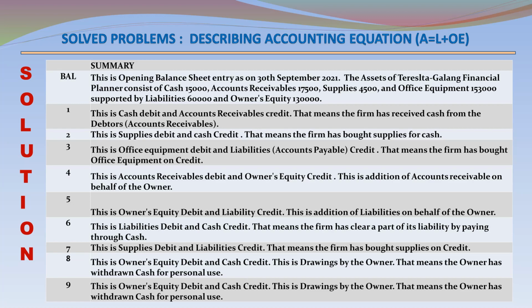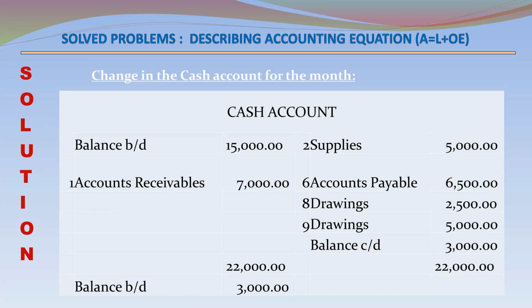Transaction number 8. This is owner's equity debit and cash credit. This is drawings by the owner. That means the owner has withdrawn cash for personal use. Transaction number 9. This is owner's equity debit and cash credit. This is drawings by the owner. That means the owner has withdrawn cash for personal use.